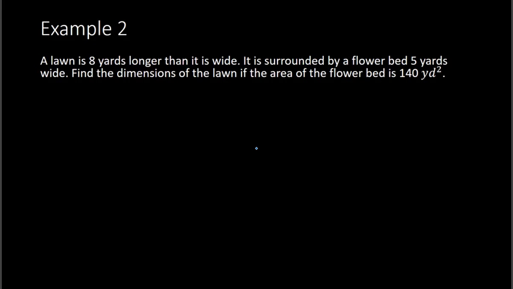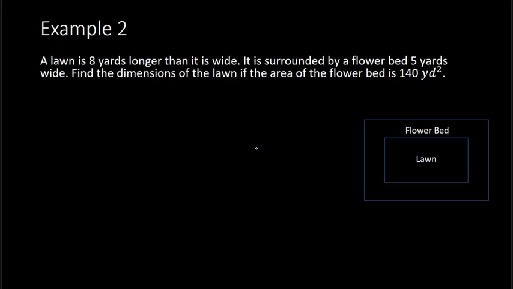Example 2. We have a lawn that is 8 yards longer than it is wide. It is surrounded by a flower bed 5 yards wide. Find the dimensions of the lawn if the area of the flower bed is 140 square yards. So to begin with, we can draw a picture. In the middle we have the lawn, on the outside we have the flower bed. We're trying to find the dimensions of the lawn.